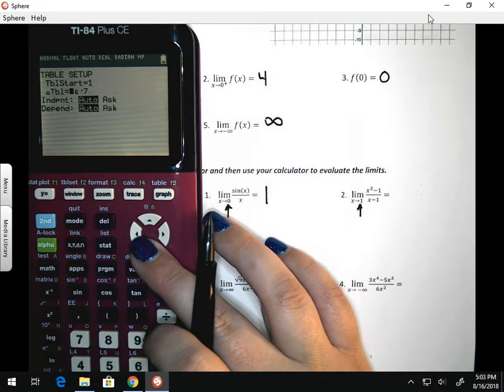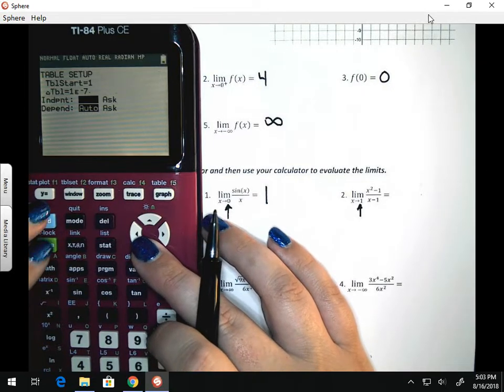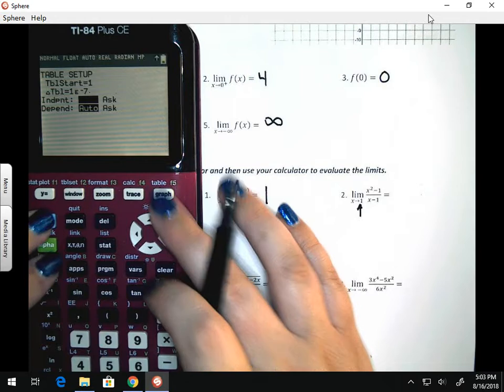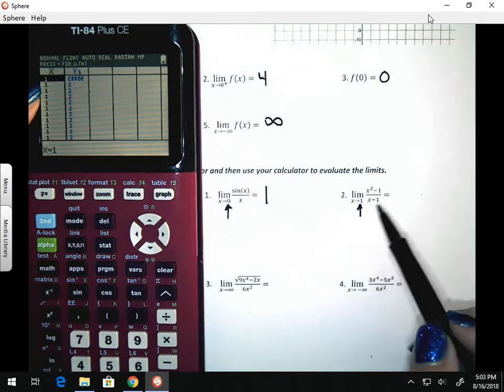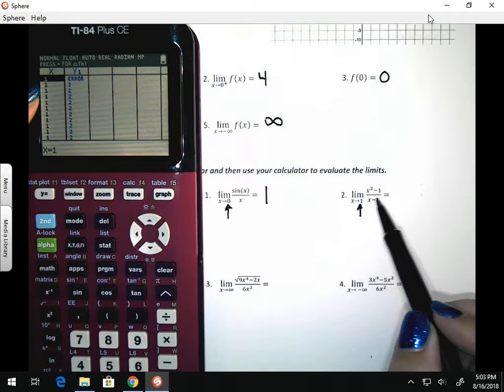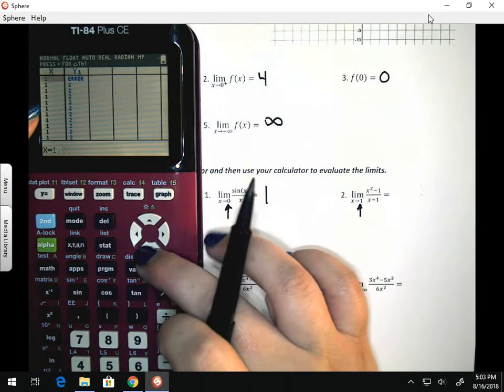And right now my table change says 1e negative 7. I'm good with that. It means it's really little. Okay, so let's go to the table. So second graph to get to our table. And again, 1 gives us an error, which makes sense. Look at this function. If you plug in a 1, you'd have 0 on the bottom. That'd be a problem.